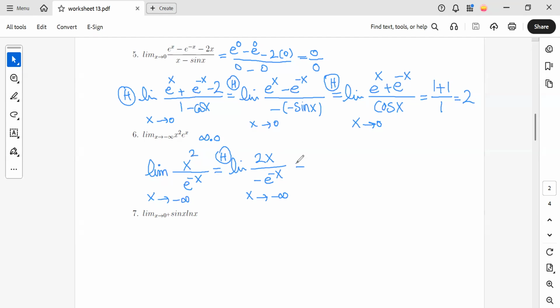Again, it will be infinity over infinity. So we would use L'Hopital, which will be limit, derivative of 2x is 2, derivative of negative e to negative x is positive e to negative x, when x is approaching negative infinity. So we would end up with 2 over infinity, which will be 0.